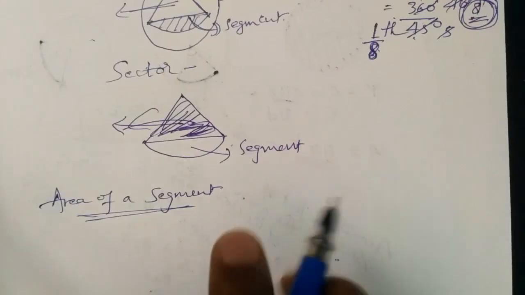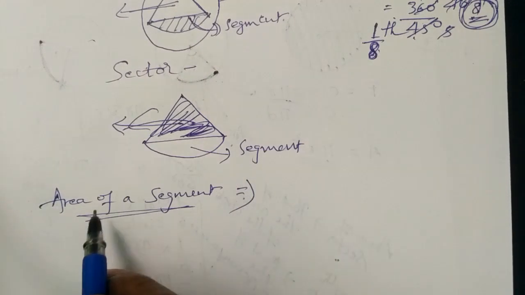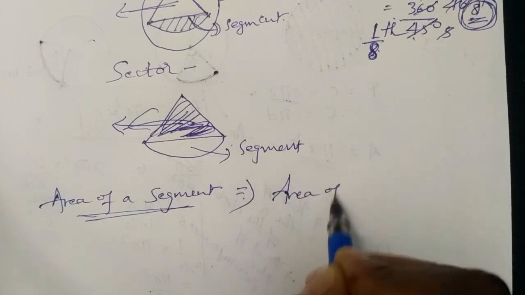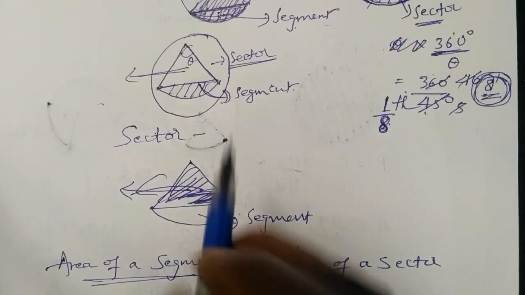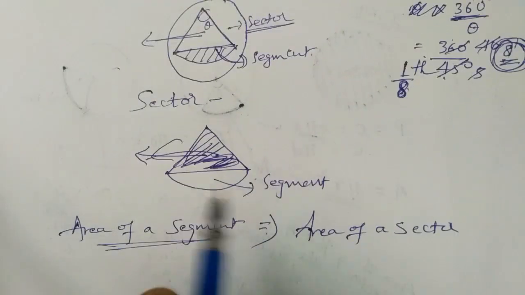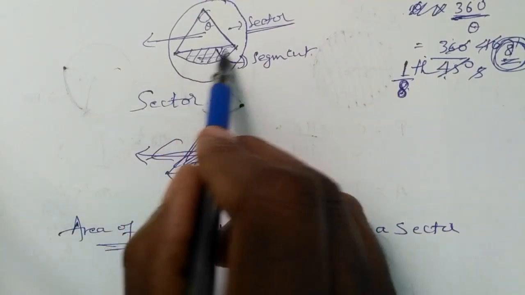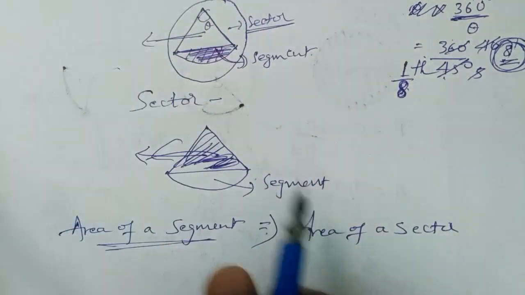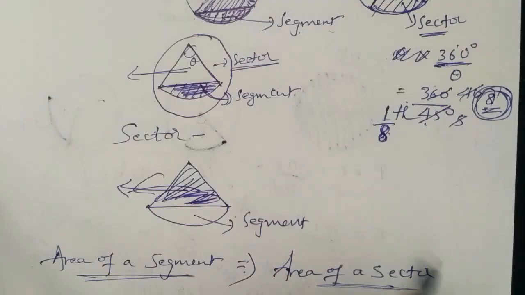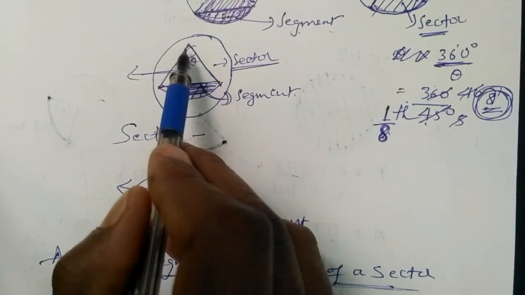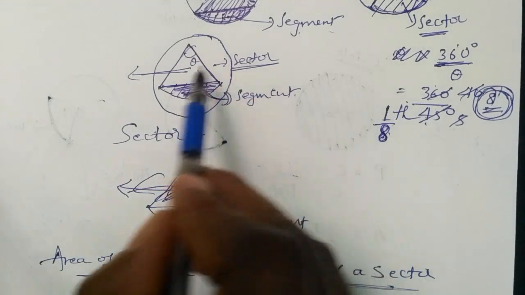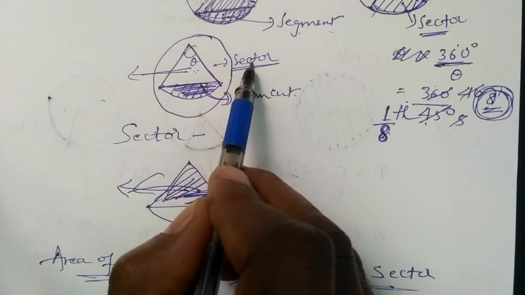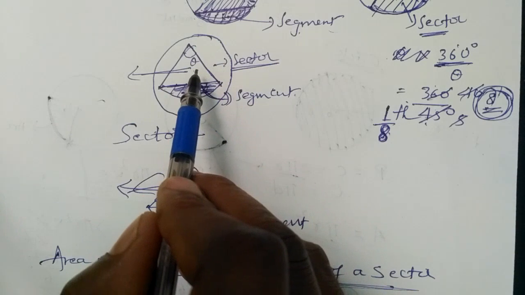For the area of a segment there is no direct formula, but we use an alternative method. The area of a segment is equal to, first, we take the area of a sector. If you want only this part and we don't have a direct formula for it, what we do is first cover everything. The whole thing is the sector, and in that whole thing this upper part is there. The sector consists of two parts: the triangle as well as the segment. Triangle plus segment makes the sector.